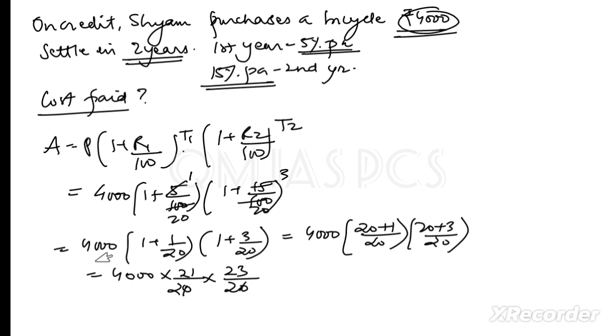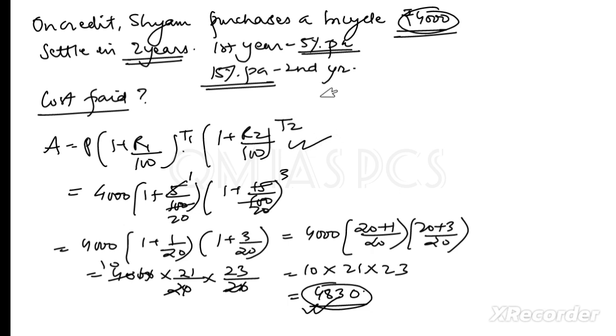Solve this: the zeros cancel, 4,000 divided by 400 gives 10. So finally 10 multiplied by 21 multiplied by 23, so we will have 4830. So this much amount he has to pay at the end of 2 years to settle that price. Is it clear? And correct this formula. I made that mistake, I apologize for that.